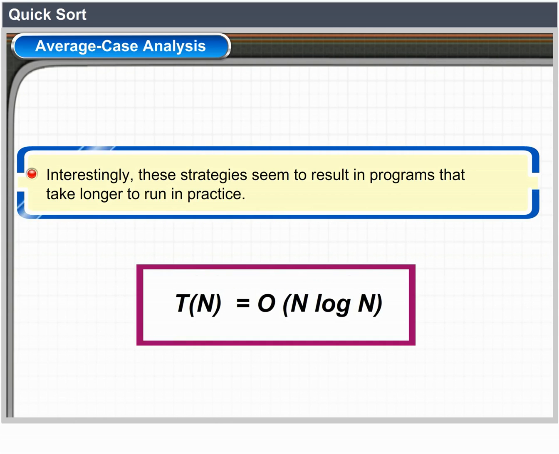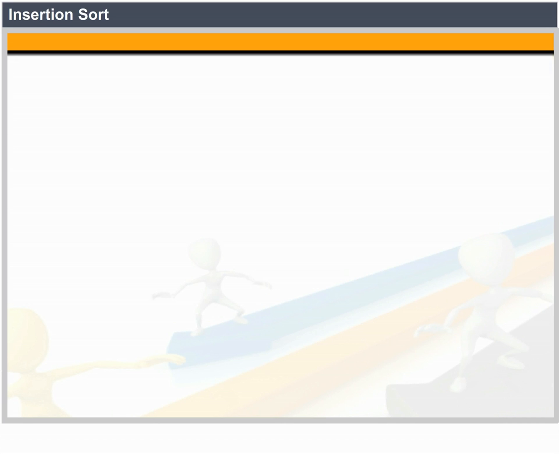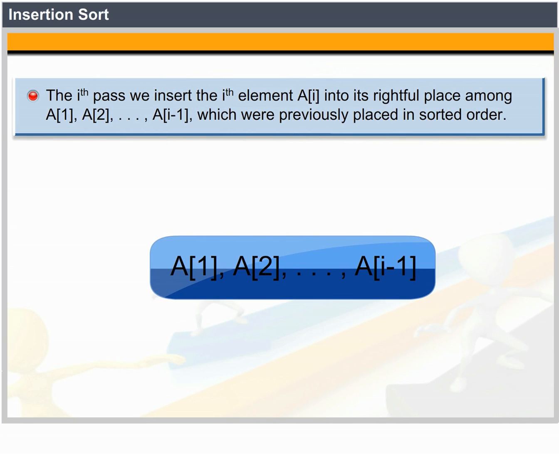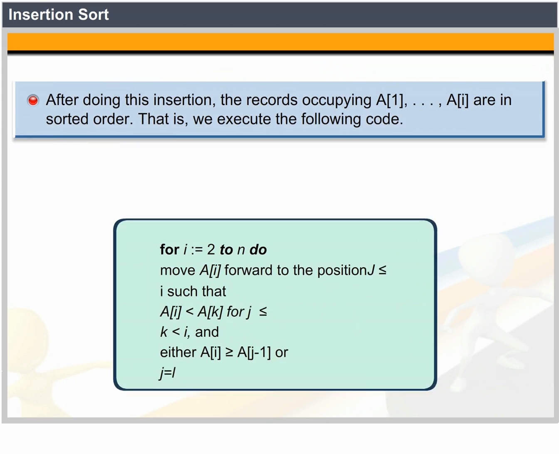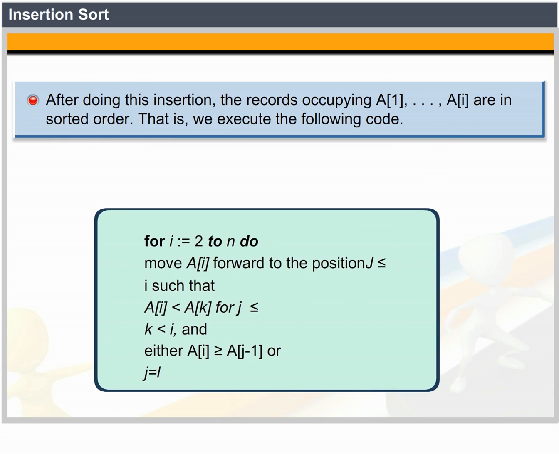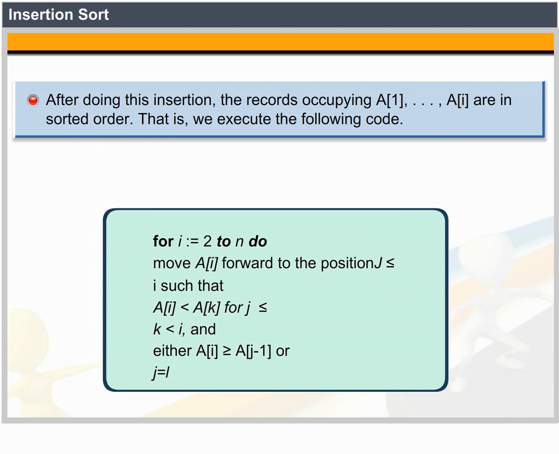Insertion sort. In the ith pass, we insert the ith element, A[i], into its rightful place among A[1] up to A[i-1], which were previously placed in sorted order. After doing this insertion, the records occupying A[1] to A[i] are in sorted order. That is, we execute the following code.